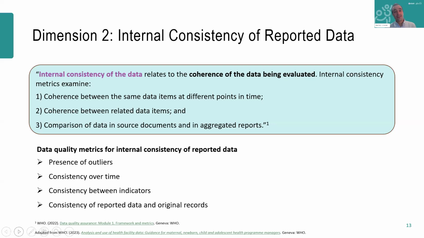When we're looking at internal consistency, we're looking at the coherence between the same data items at different points in time. We're also looking at the coherence between related data items. And we also compare the data in a source document to the data that's aggregated in reports. The metrics that are used to assess internal consistency are things like looking for the presence of outliers or extreme values, assessing trends in the data to see if the data is consistent over time, looking at the consistency between indicators that have a predictable relationship with one another, and looking at the consistency between the data that is reported compared to the data in the source documents.